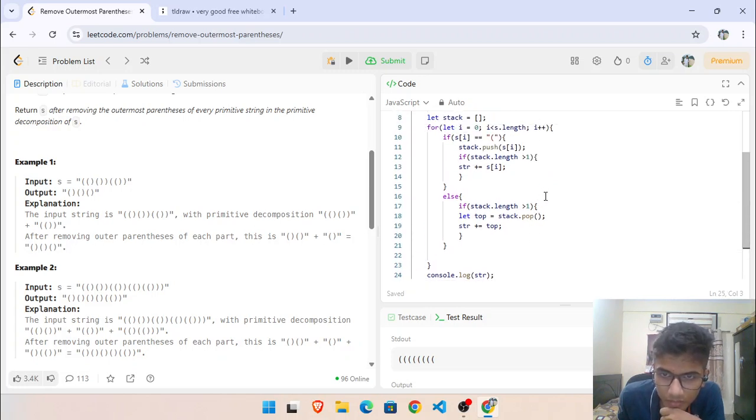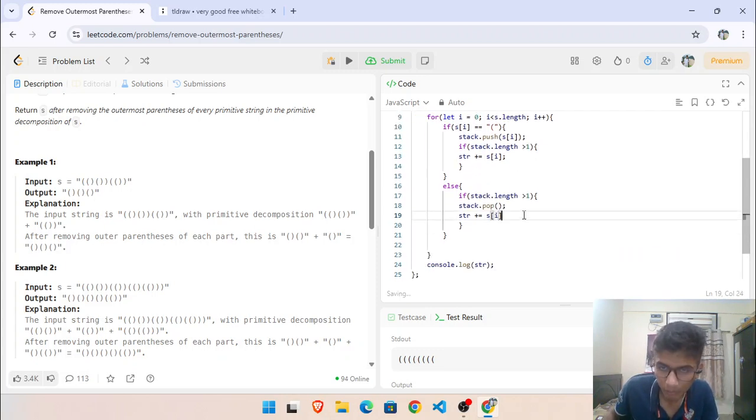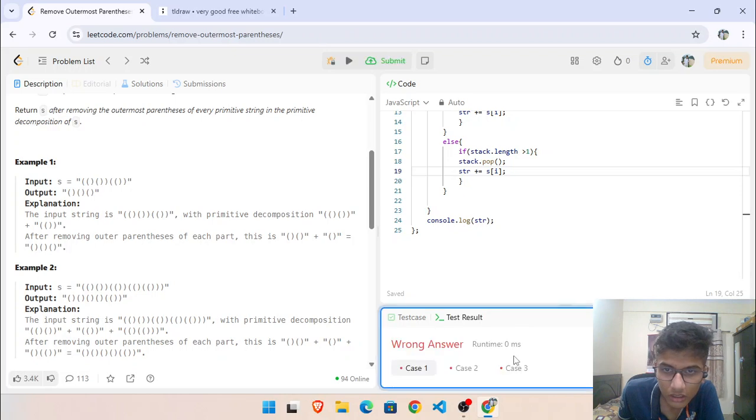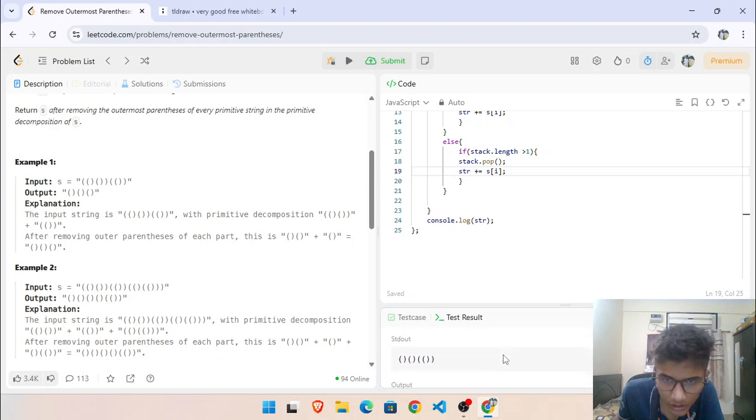Why? Let me see. Okay, I'm extracting the top element. Okay, I shouldn't do that. I should only extract the top element, and I should store str inside str, what? s of i. See this. Yes, now I think I'm correct. I'm running it, and let's see how this will work.